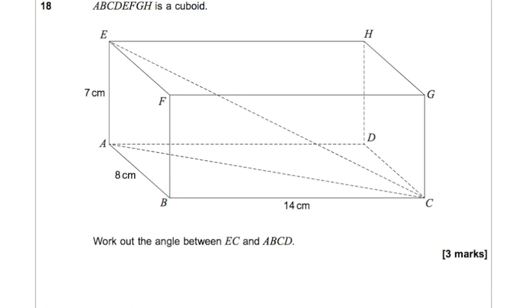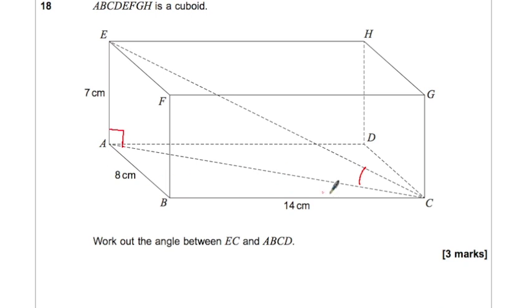Right, 18. ABCDEFGH is a cuboid. Work out the angle between EC and ABCD. So here's EC as a diagonal line, and ABCD is going to be that. So we're looking at this triangle here, ACE. Remember when you're finding an angle between a line and a plane, it's always got to involve a right angle somewhere. Okay, so if we think about ACE, we're going to have to first of all work out the line AC, and then that'll be enough information to work out this angle.